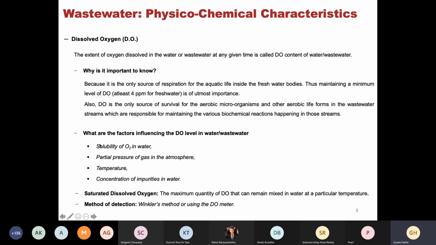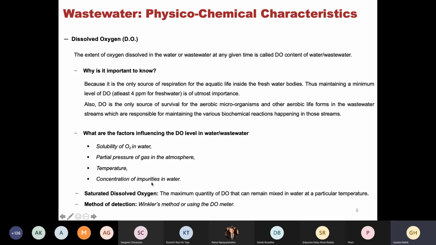What are the factors that influence DO? Solubility of oxygen in water, and solubility of oxygen in water will definitely depend upon the pressure and temperature at a certain time, and concentration of impurities in water. All these four factors can influence the DO level in wastewater or water.